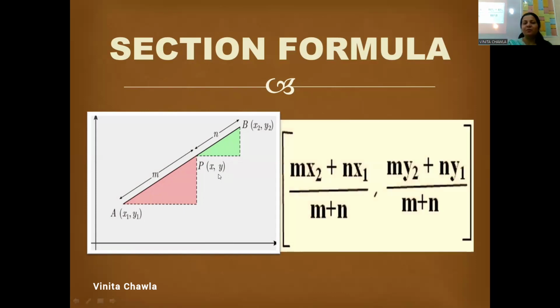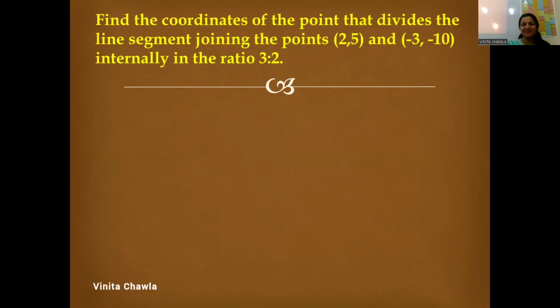So coordinates of P will be this. X coordinate is (mx2 plus nx1) upon (m plus n). Similarly, we can find y coordinate. Y coordinate of P is (my2 plus ny1) upon (m plus n). Do you want to write this formula? No? Great. Good. आपको अच्छे से आता है.